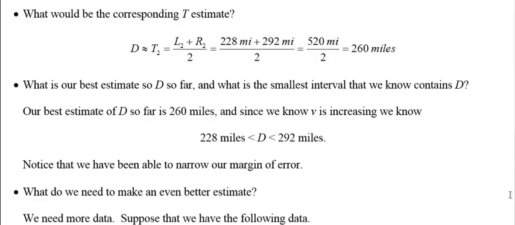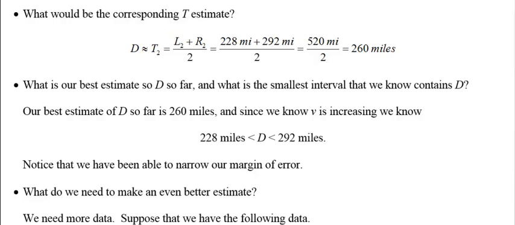So what's our best estimate so far? Well, our best estimate so far is the 260 miles. But since we know V is increasing, we know it's between the L and the R. So the L is too small and the R is too big since the velocity is increasing. So we know the true distance is between 228 miles and 292 miles. Still a pretty wide margin of error, but quite a bit less than what we had before.